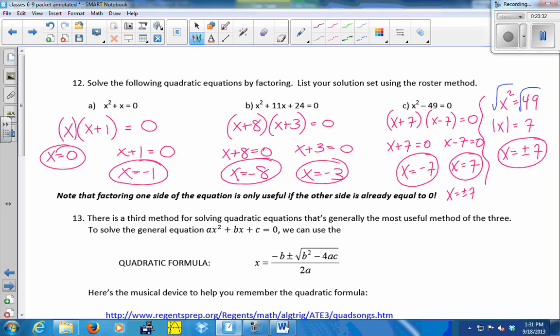So just keep in mind here, we solved all of these problems by factoring, but factoring is only useful if the other side of the equation is 0, right? If you have two things multiplied together and you get 8, there's nothing you can say. It doesn't mean that one of those two factors has to be 8, right? Because you could have 4 and 2 or 8 and 1. There could be a lot of different factors. So it has to be that one side of the equation is 0 to use this special property.